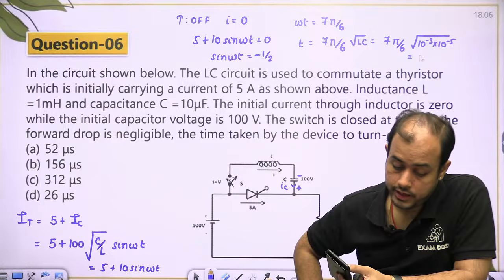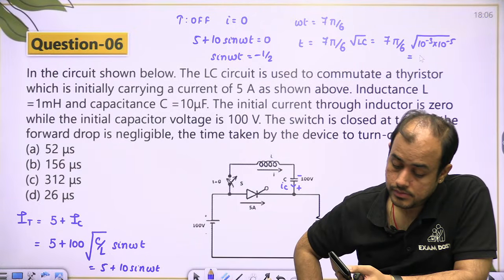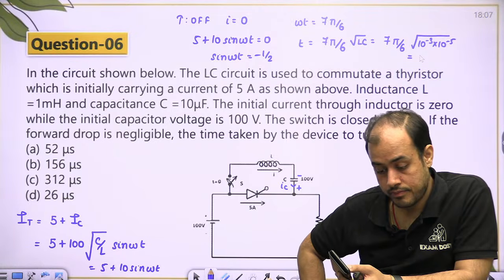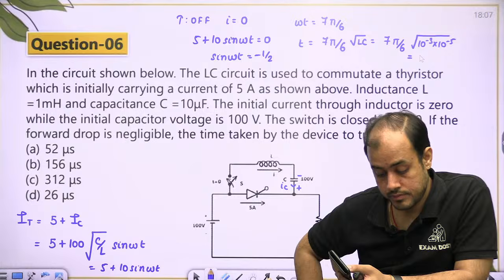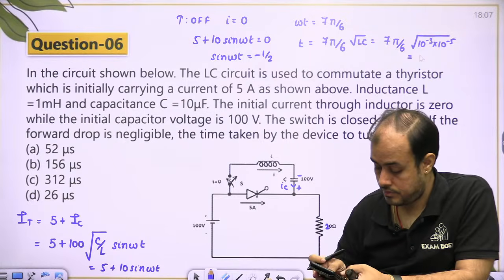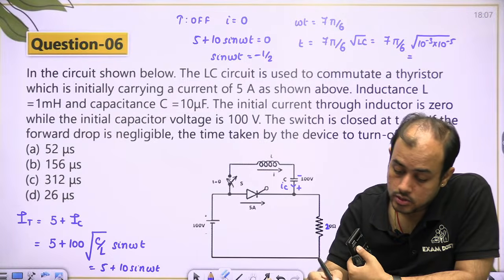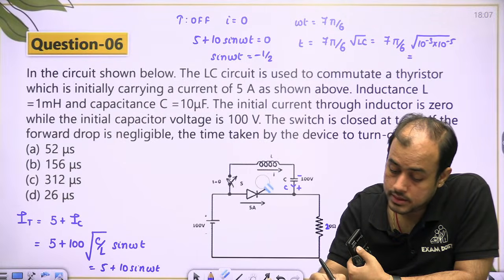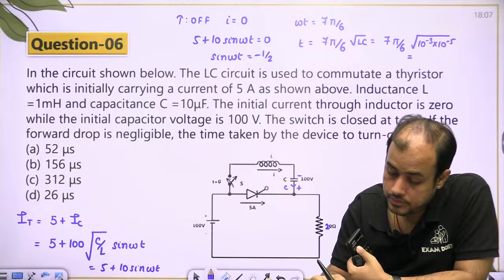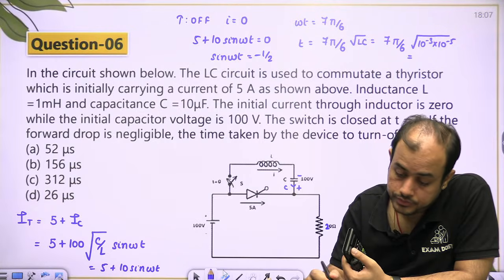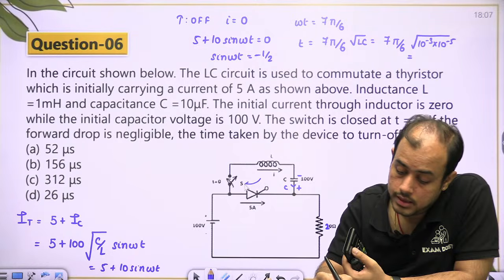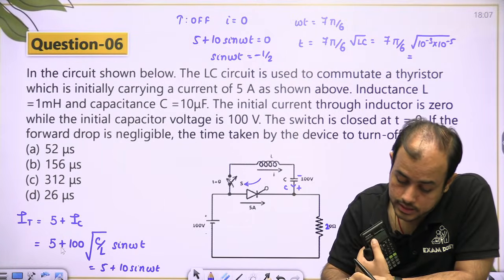Carrying a current of 5 ampere. ये ना मेरे ख्याल से ऐसे होगा कैपेसिटर का करंट जा रहा है तो या तो सब्ट्रैक्ट करना पड़ेगा.